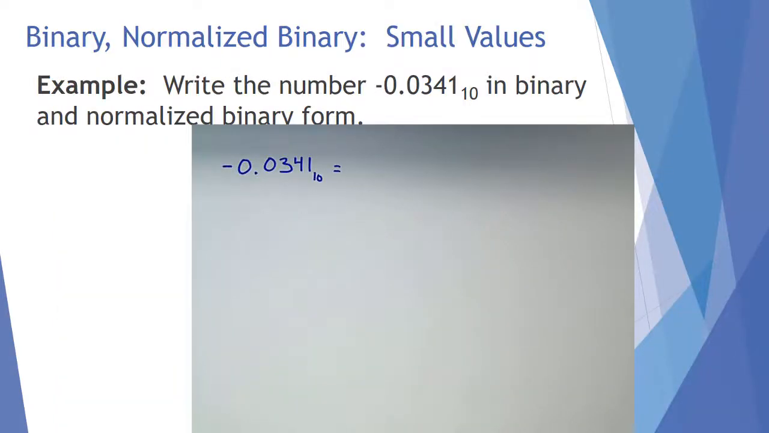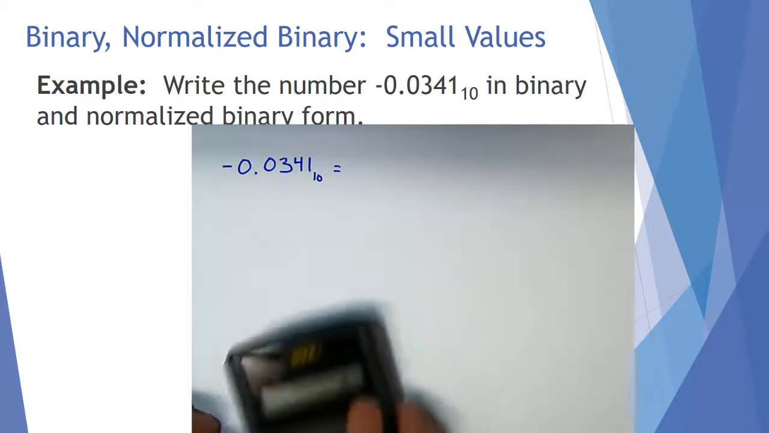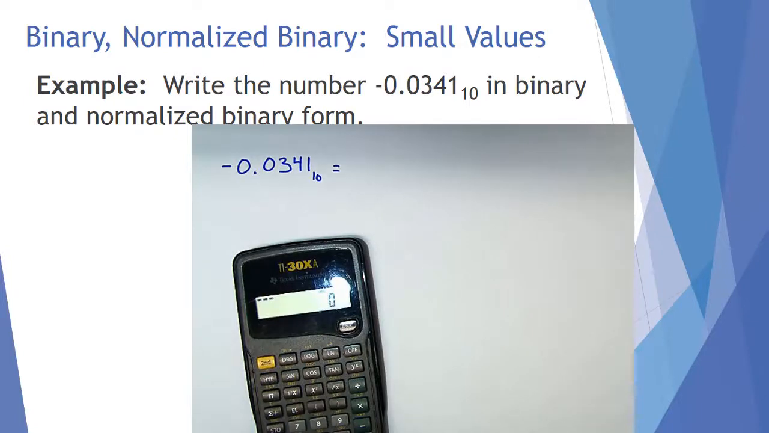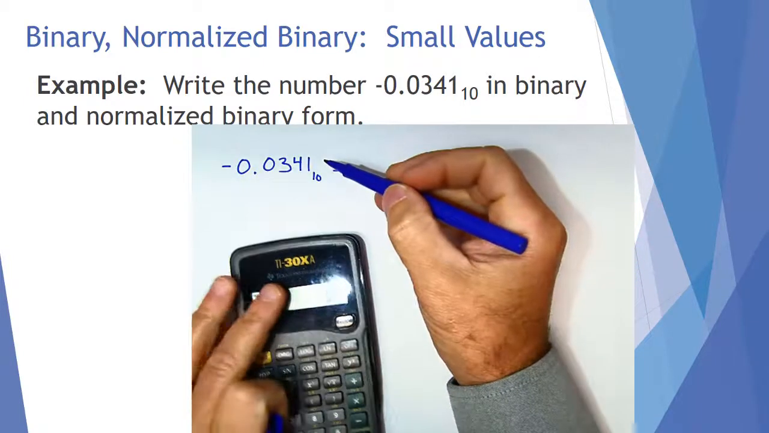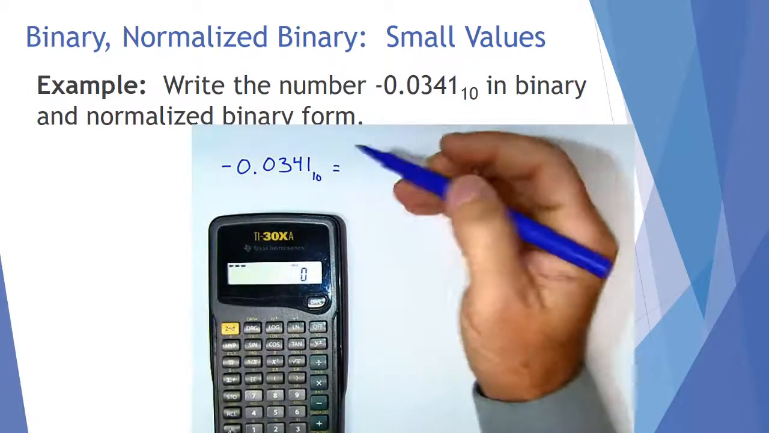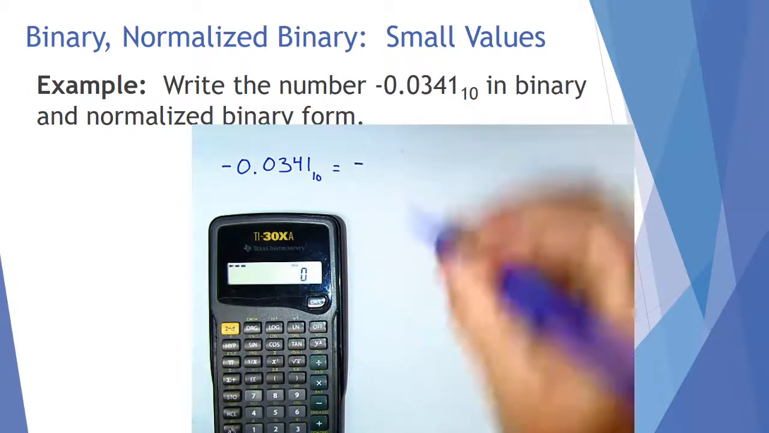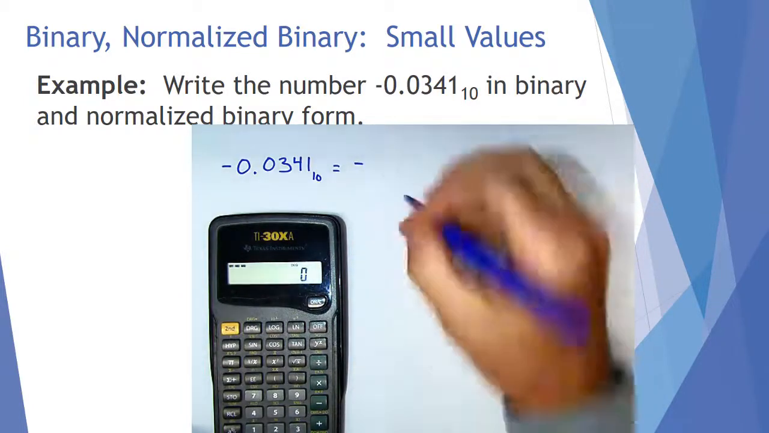Okay, well, let's do one more example with a real small value, like this one, negative 0.0341. Those are actually a little bit easier because there's no front number that we need to convert to binary. We just need to convert the decimal part of this number. So here we go. We know it's going to be negative. Let's convert that to binary.